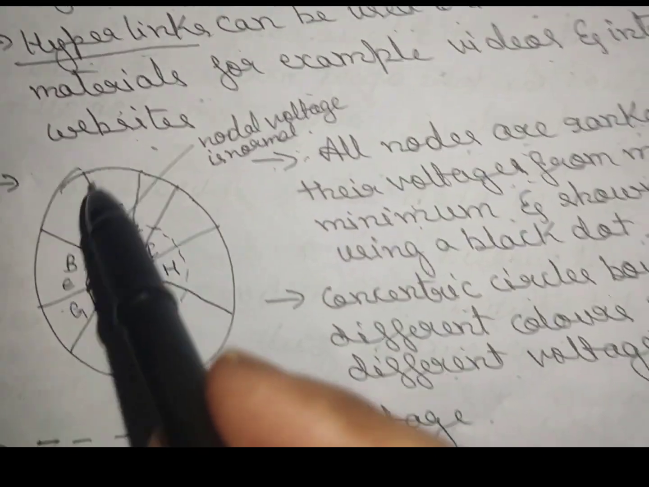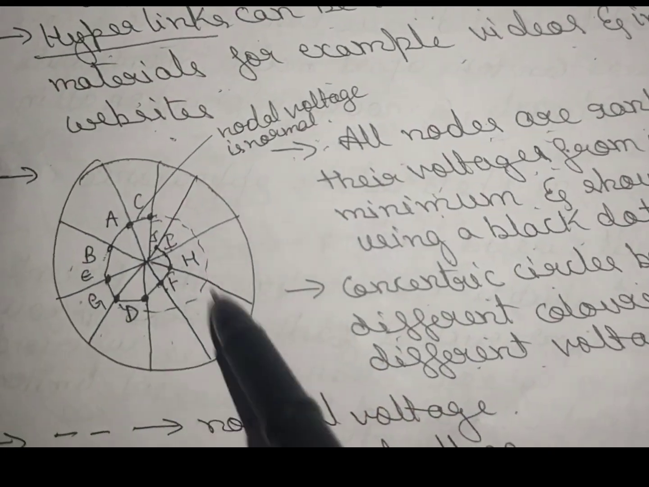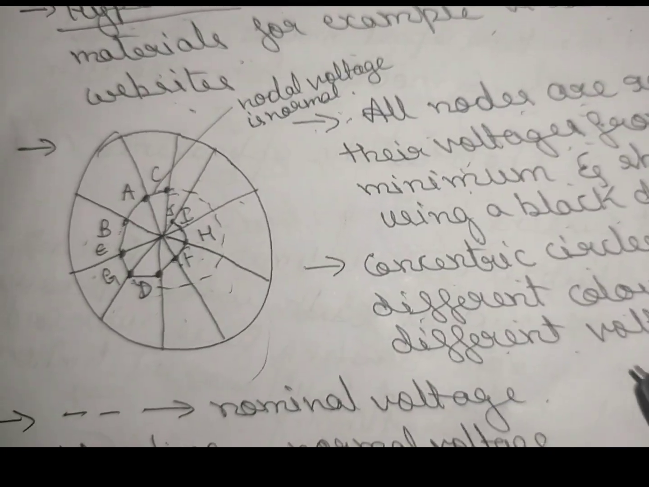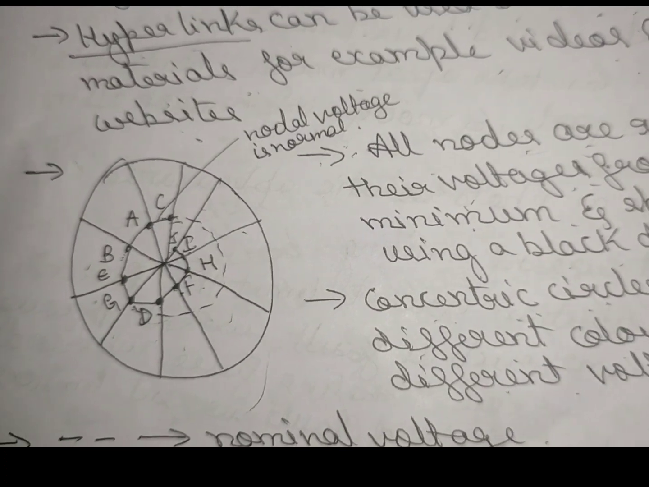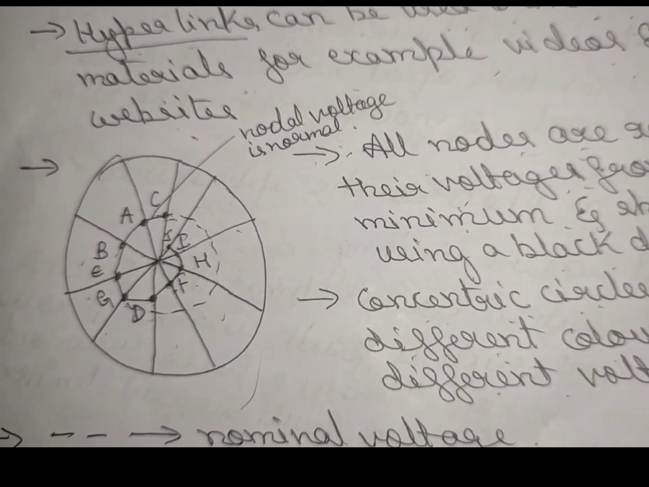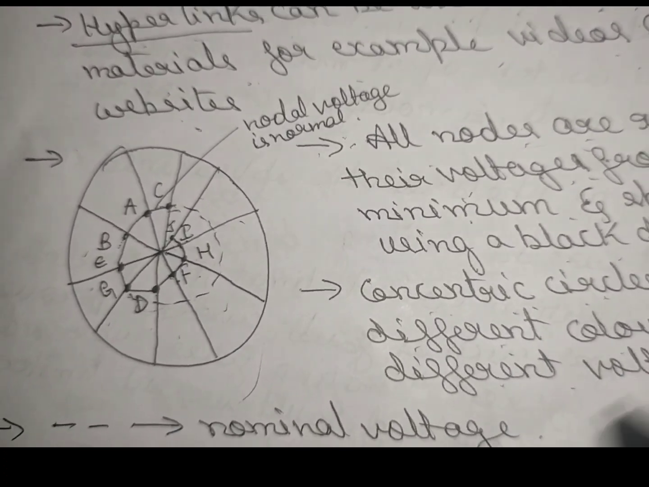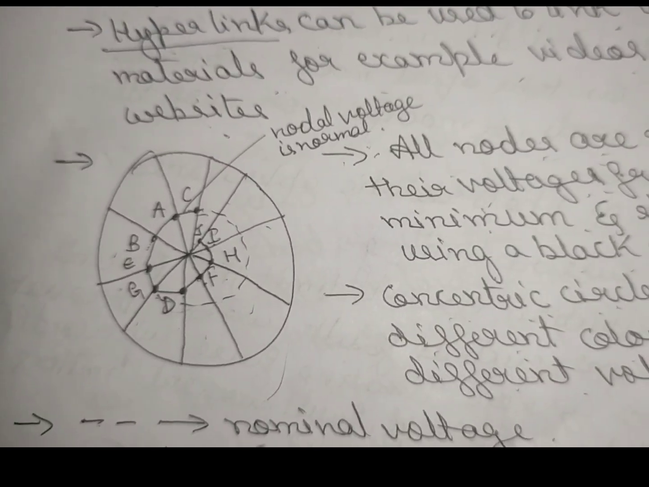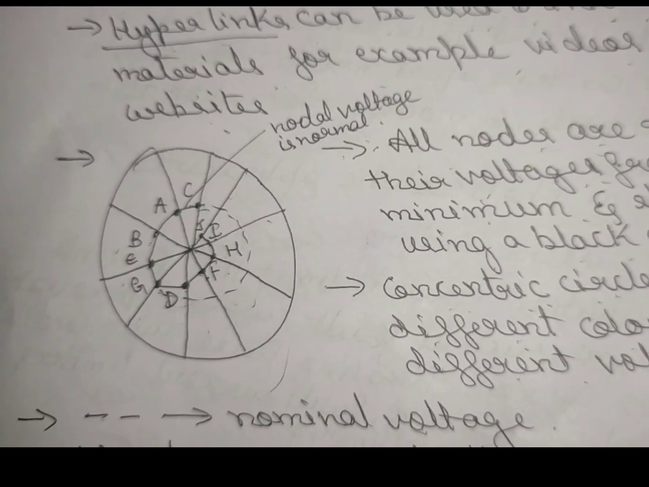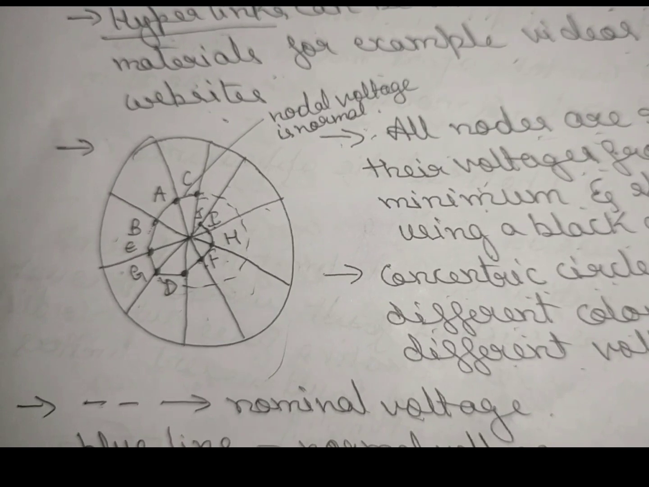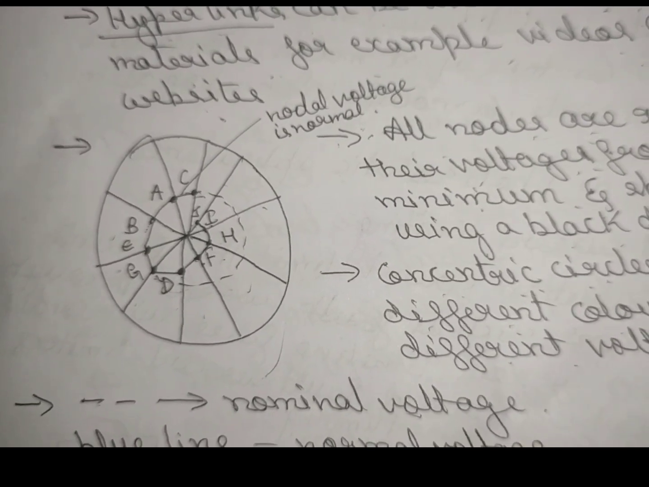And concentric circles bounded by different colors represent different voltages. This is a nominal voltage, and the blue line is a normal voltage, the red line means the nodal voltage is too low.